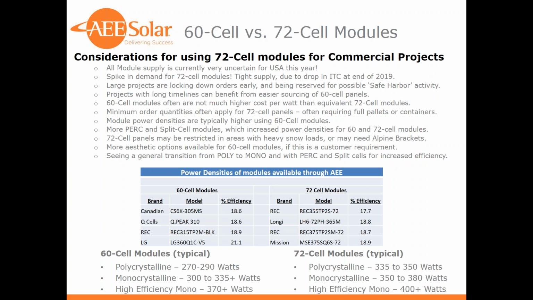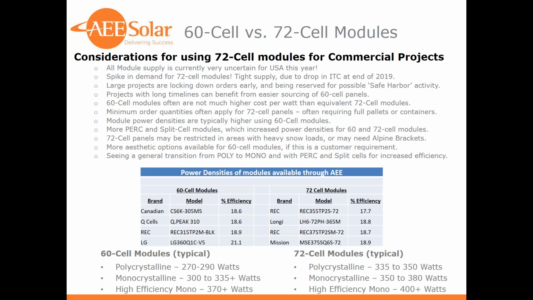We've seen more development in PERC technologies as well. So we're seeing developments in split cell modules and PERC modules, which are increasing power densities in both 60 and 72 cell modules. Also be aware that in some areas, due to snow loads or high winds, your 72 cell panels may not be suitable for commercial applications. We do definitely have to consider those.